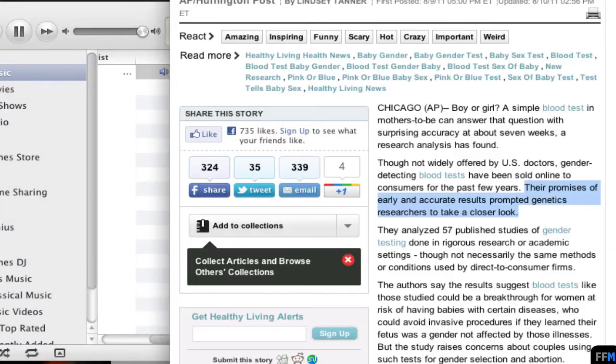Their promises of early and accurate results prompted genetics researchers to take a closer look.